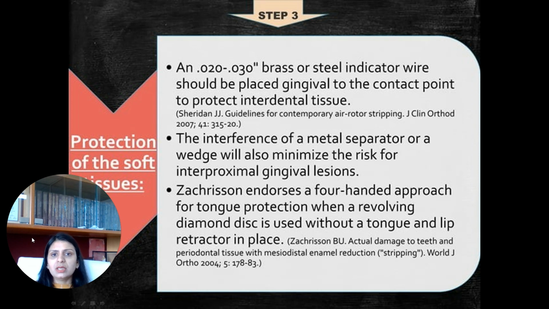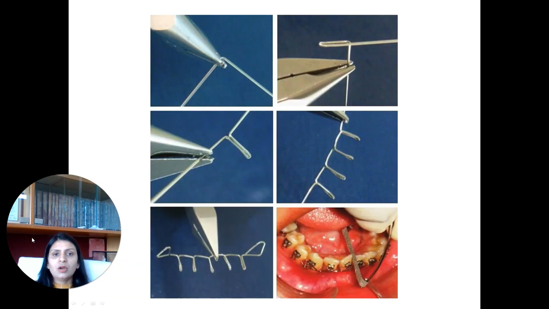Step 3 includes a 0.20 or 0.30 inch brass or steel indicator wire, which can be placed gingival to the contact point to protect interdental tissue. This will help in protecting the gingival tissue from being harmed by the proximal burrs. Or you can also bend the wire in this manner and place it below the contact area so as to protect the gingival tissue.